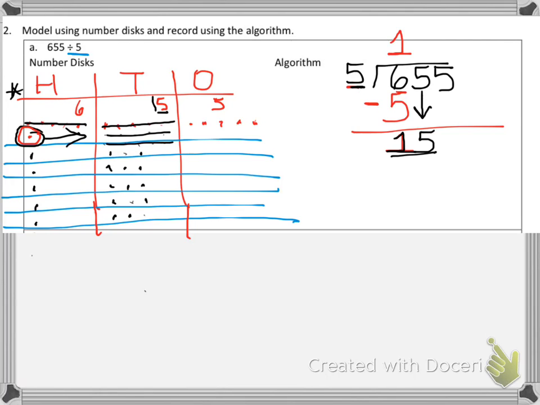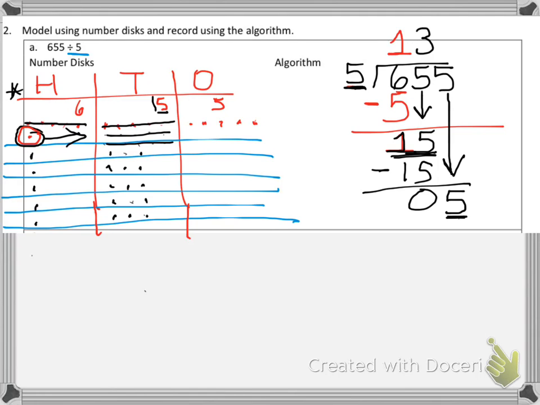So I found out that 15 divided by 5 is 3. 3 times 5 is 15, which is how many dots I used up. When I subtract, I get a 0, which means I have no dots left over, and I don't. I'm free to move to the ones column and divide there. So I'm going to bring my ones digit all the way down, and now I'm dealing with 5 dots that I have to put into 5 spaces. So 5 divided by 5.